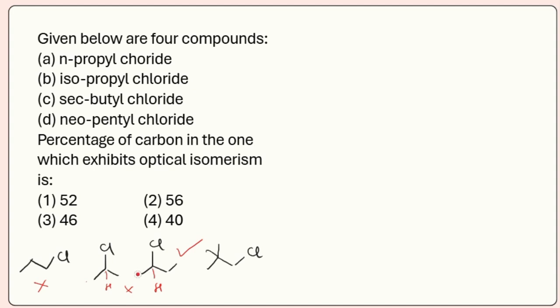Yes, because the carbon is attached to methyl, ethyl, chlorine, and hydrogen. So this is also not optically active. So our compound which is optically active is secondary butyl chloride. So let's find out the number of carbons present here. So there are 4 carbons. So what is the mass of the carbons present in it?